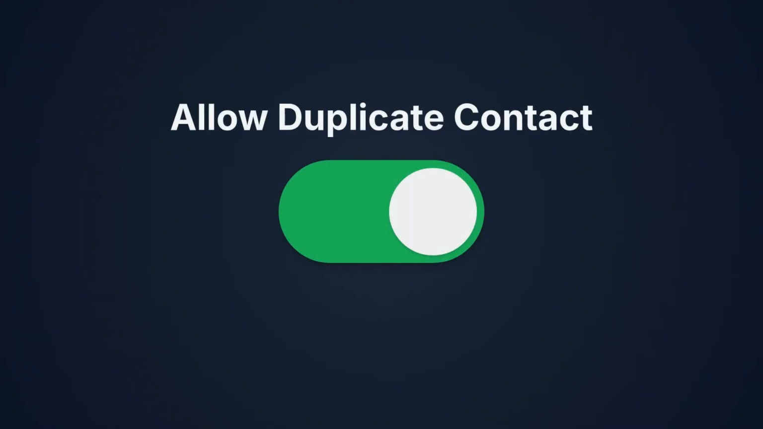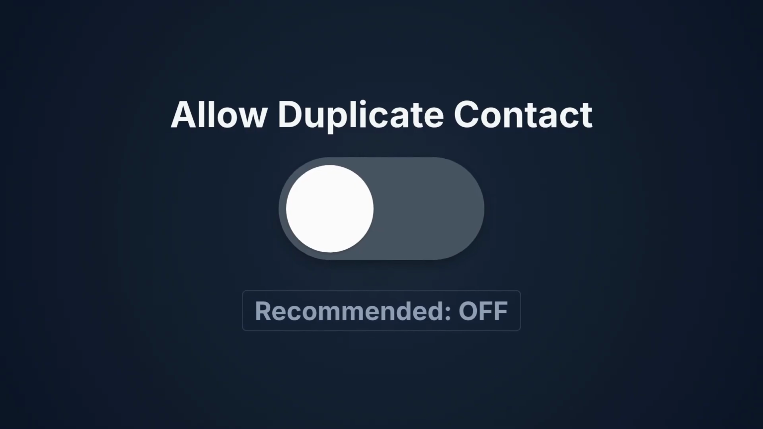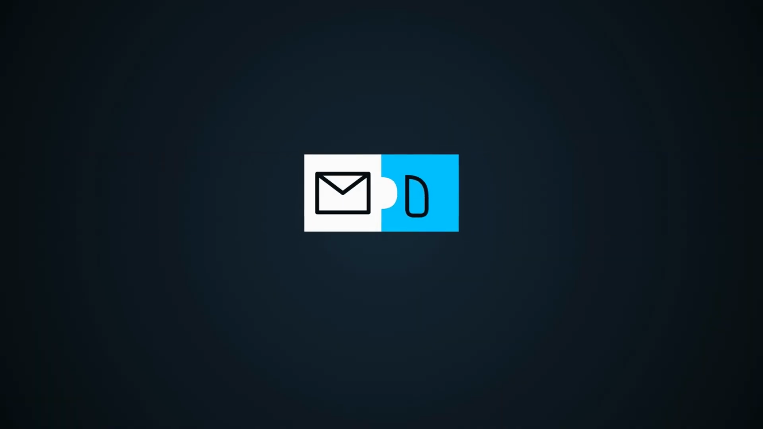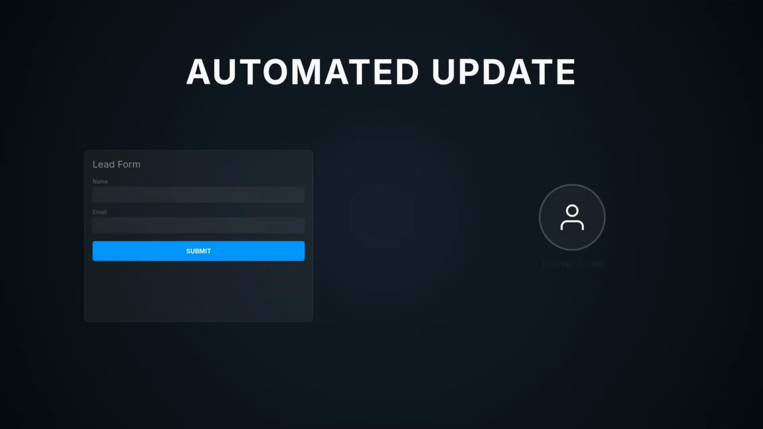The Allow Duplicate Contact toggle is your first line of defense. When this is off, the system checks for existing records before creating a new one. You can also set your deduplication preferences. Typically, matching by email or phone number is the gold standard for most agencies. When a lead fills out a form or comes in via Zapier, the system sees the match and simply updates the existing profile with the new information.